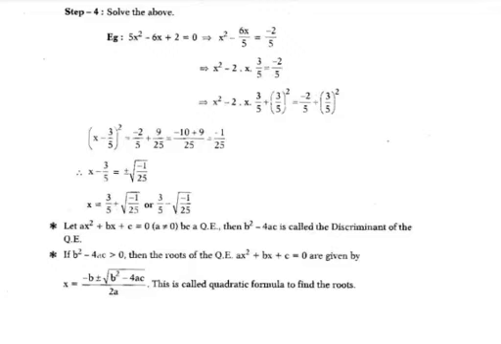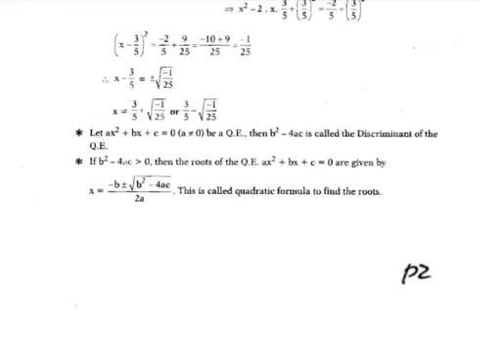And look, let ax square plus bx plus c equal 0. A is not equal to 0, because then it is not a linear equation, it is a quadratic equation. If a equals 0, that becomes a linear equation. So a must not be equal to 0.